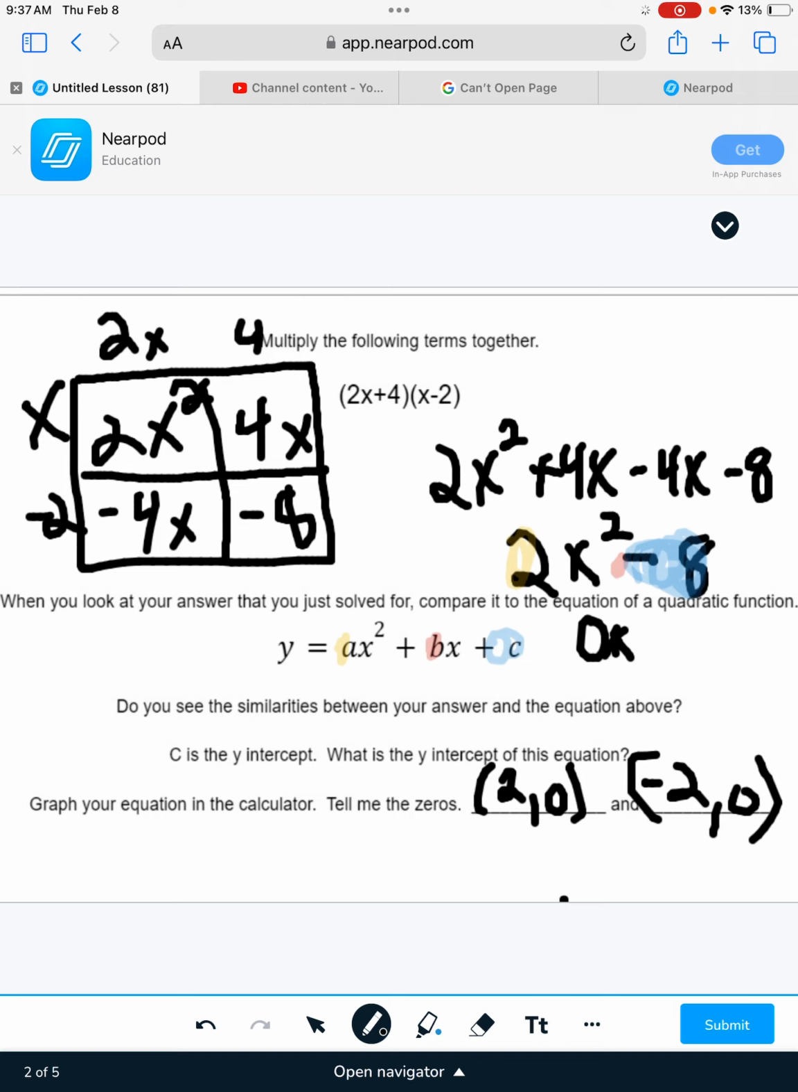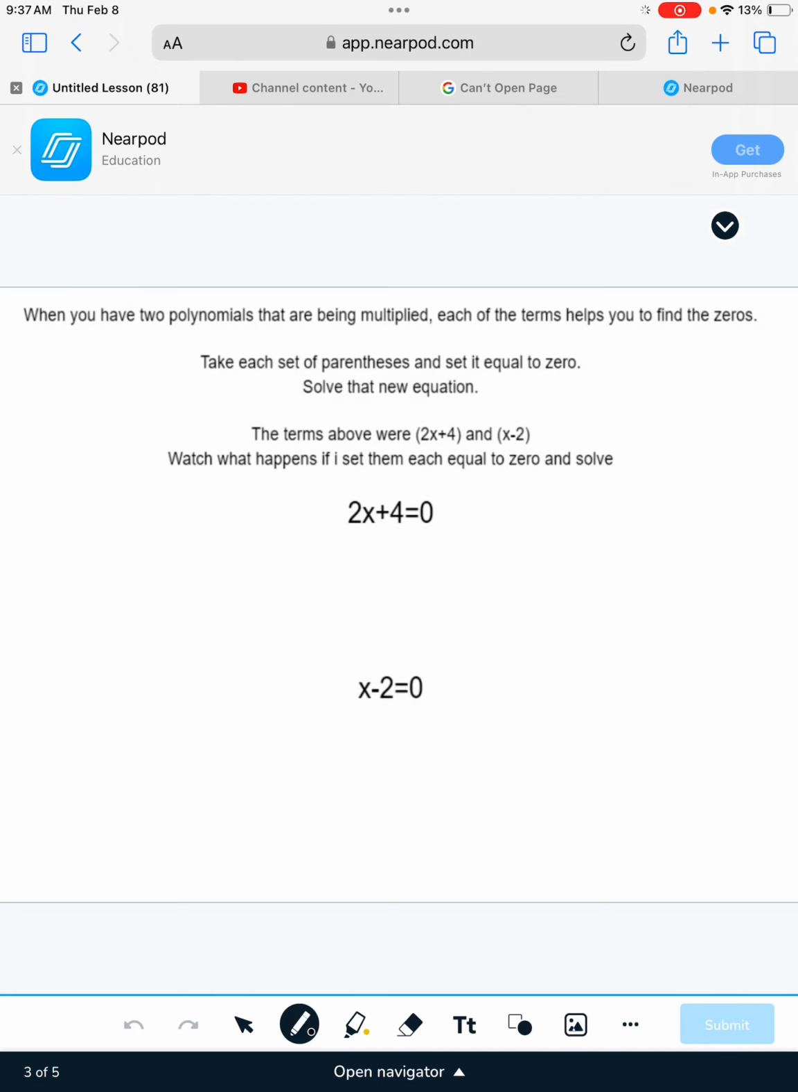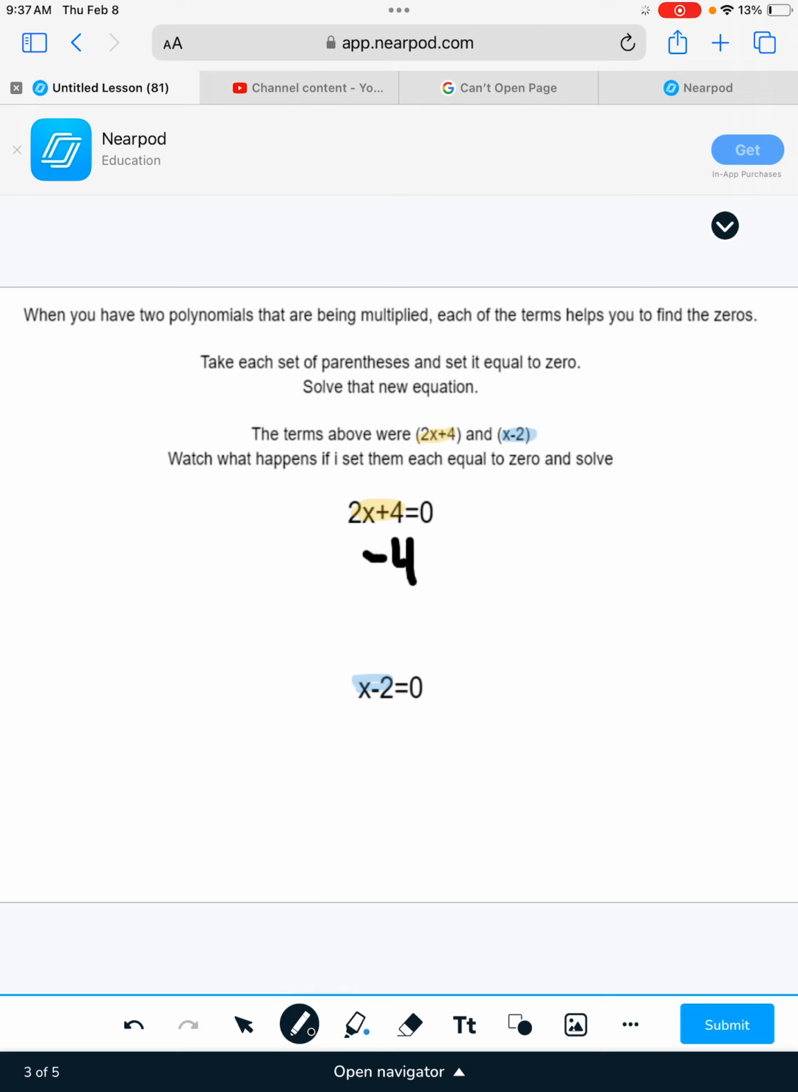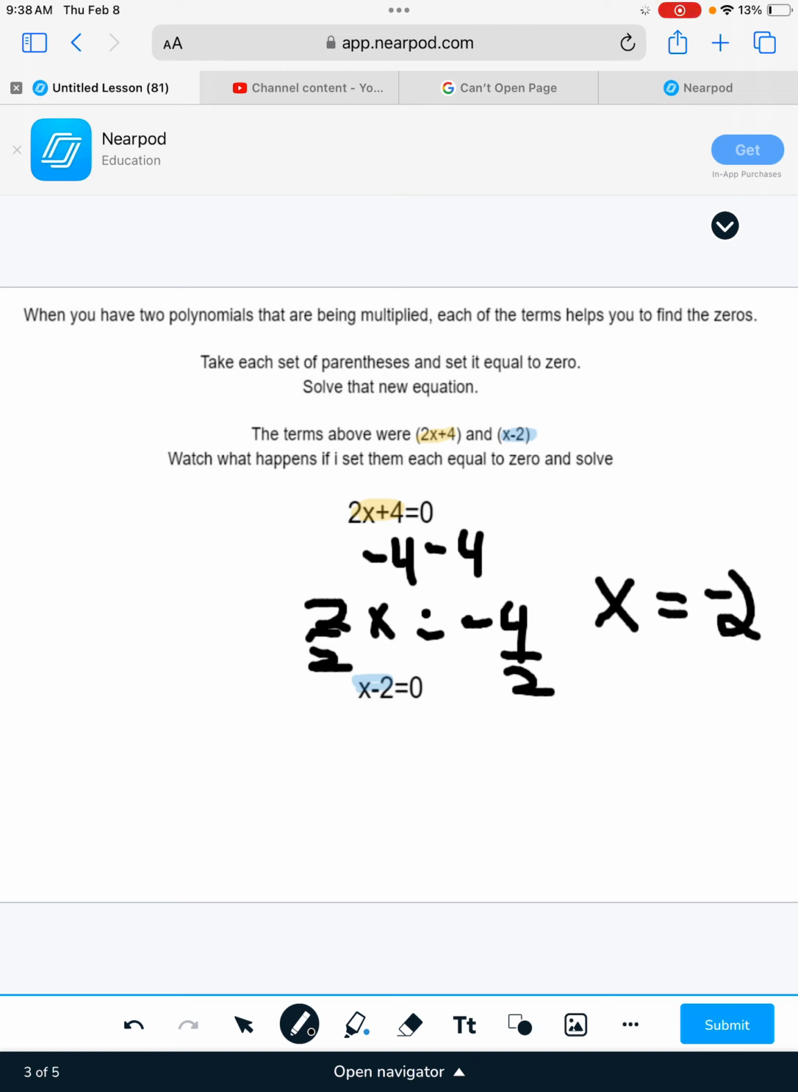Now, the thing is, I don't actually have to graph when I want to find my zeros. When I'm given 2 binomials like this, if I take each side and set it equal to 0, like that left side, the 2x plus 4, and set that part equal to 0, and then this x minus 2 and set it equal to 0 and solve those, it'll tell me what the 0 is. Minus 4, so 2x equals negative 4. And then I divide by 2, and I get that x is negative 2. That's one of my zeros, so negative 2, 0 would be easily found by doing that.